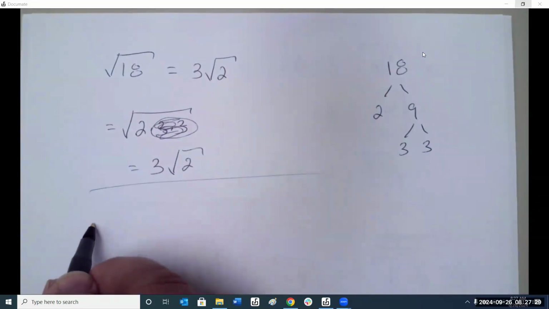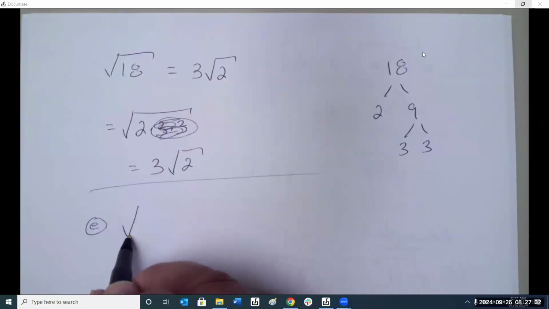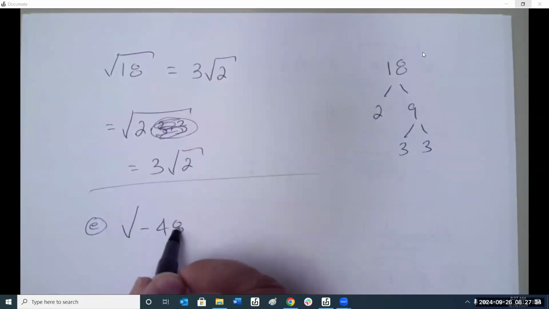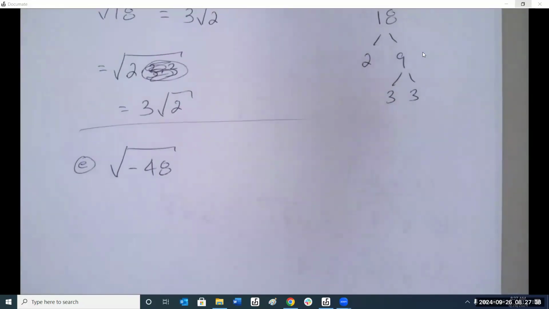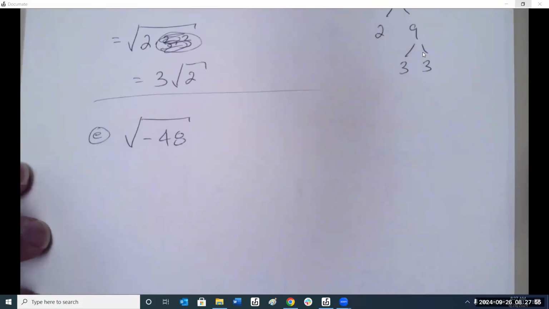E is the square root of negative 48. The square root of negative 48.